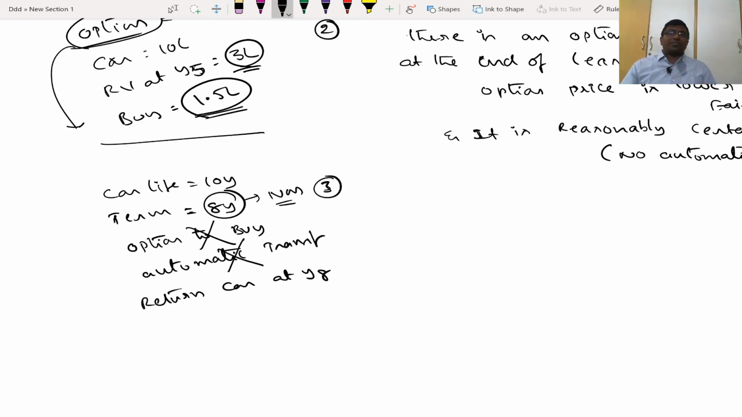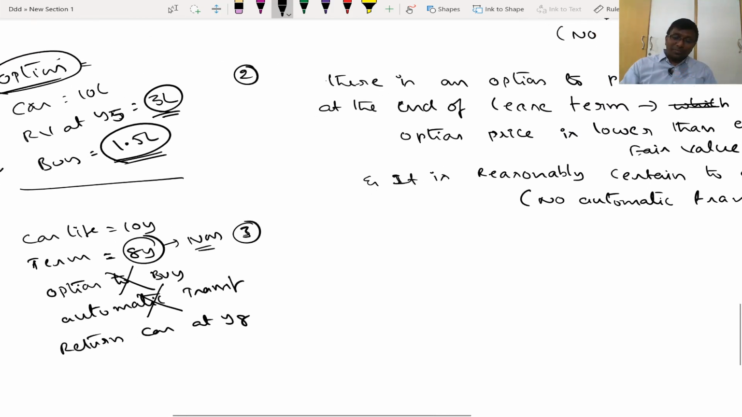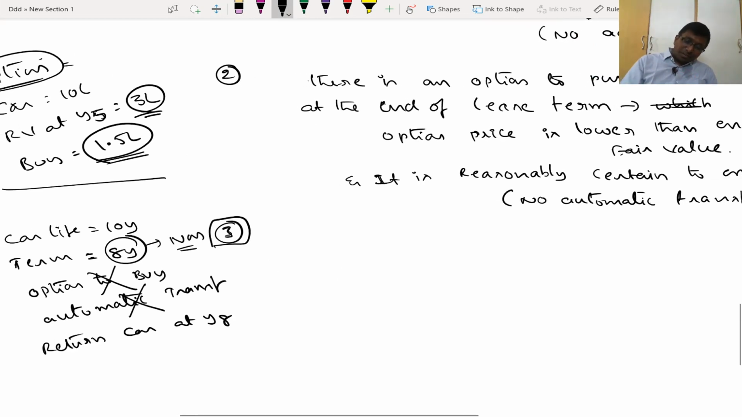So my dear friend, the risks and rewards lie with you. You will drive like an owner, not like a driver. So tell me, the lease period is significant.